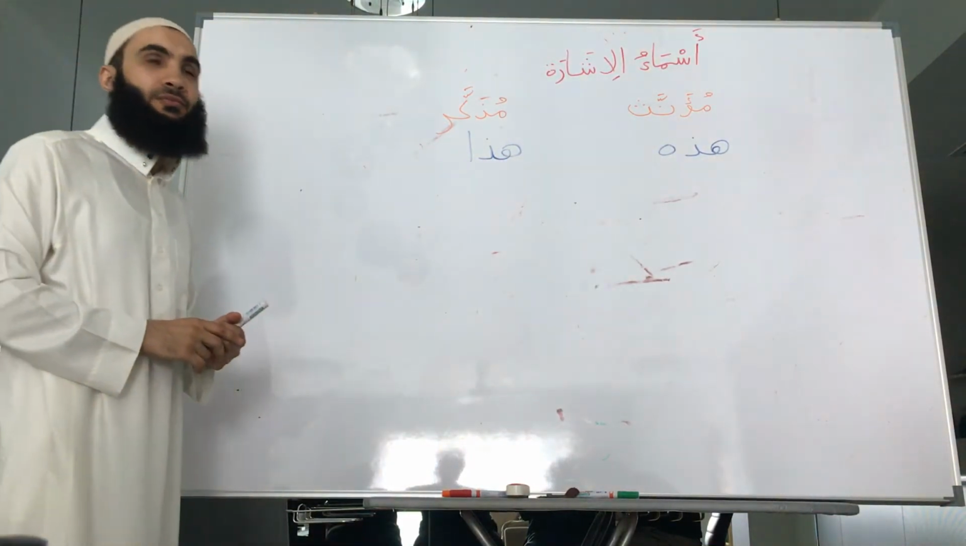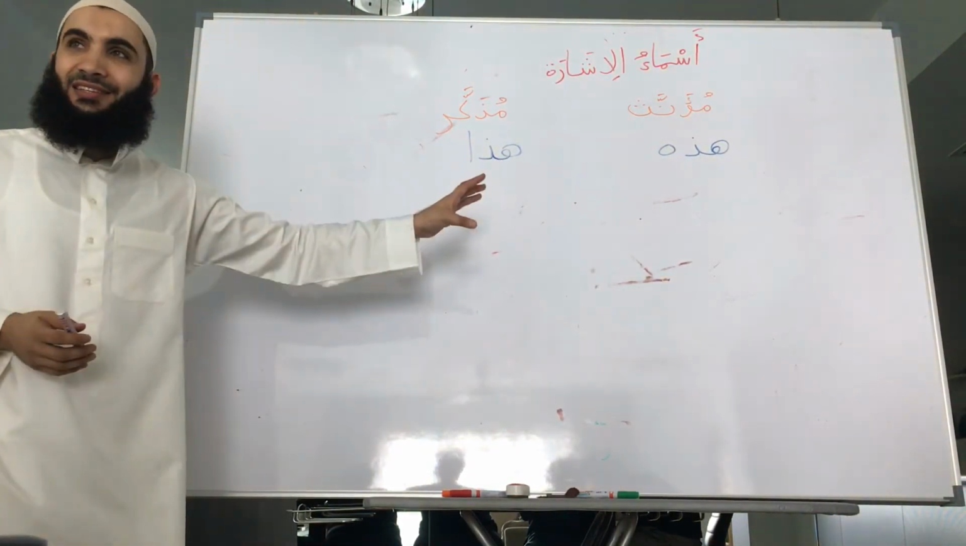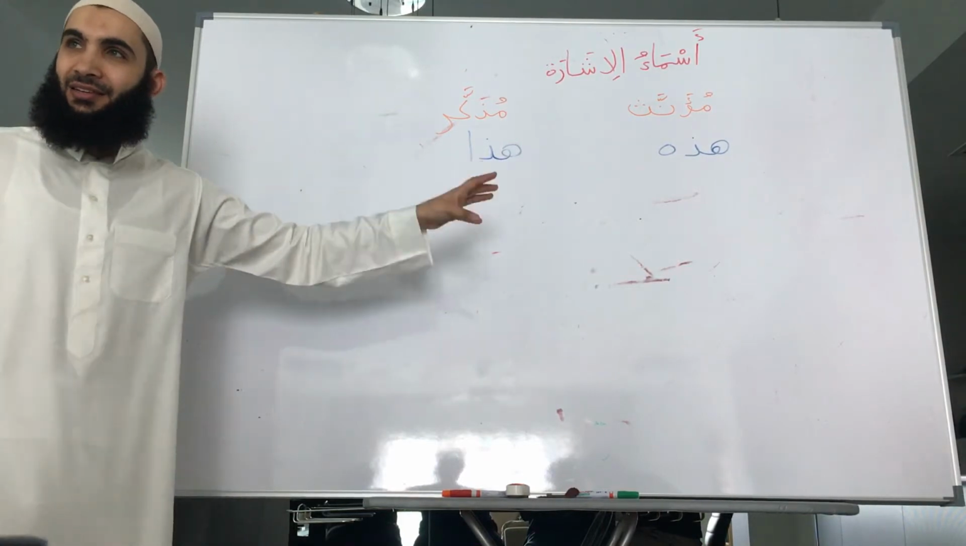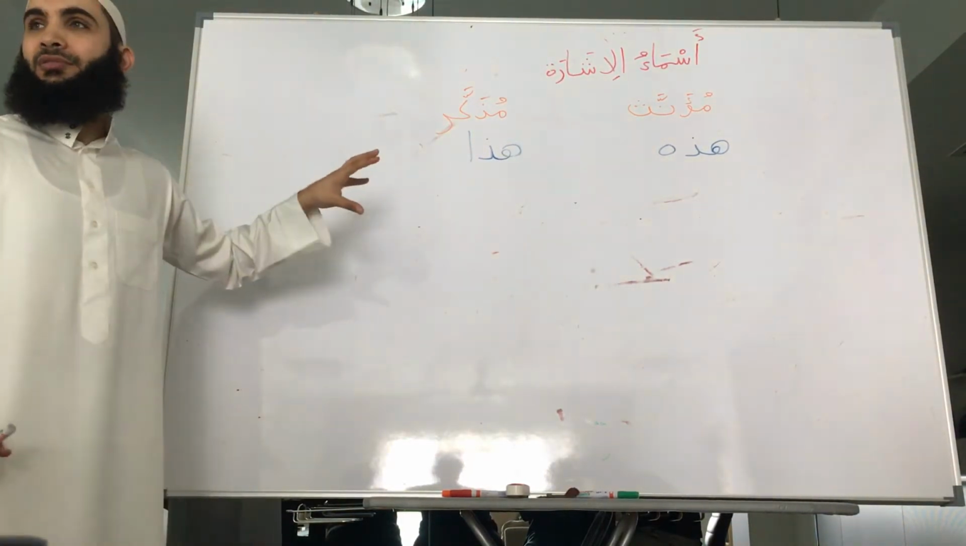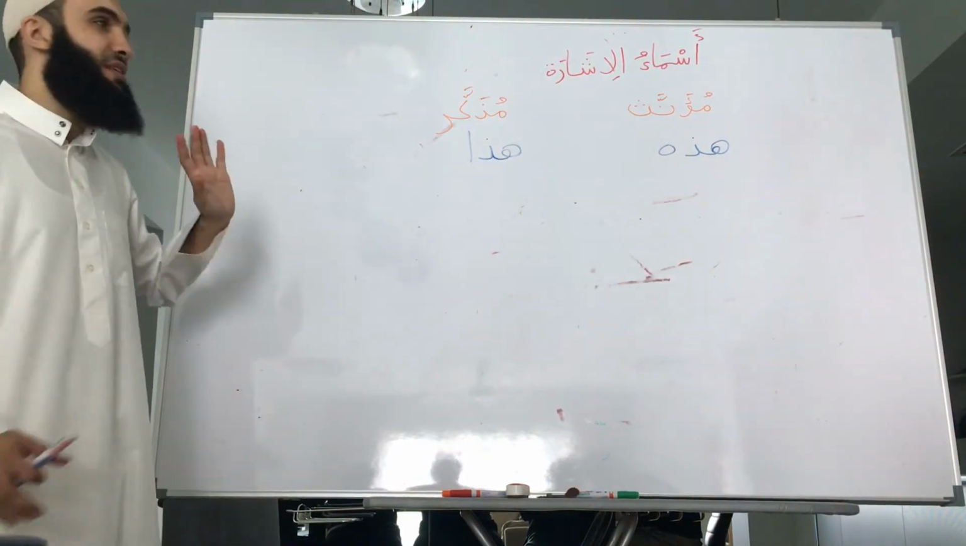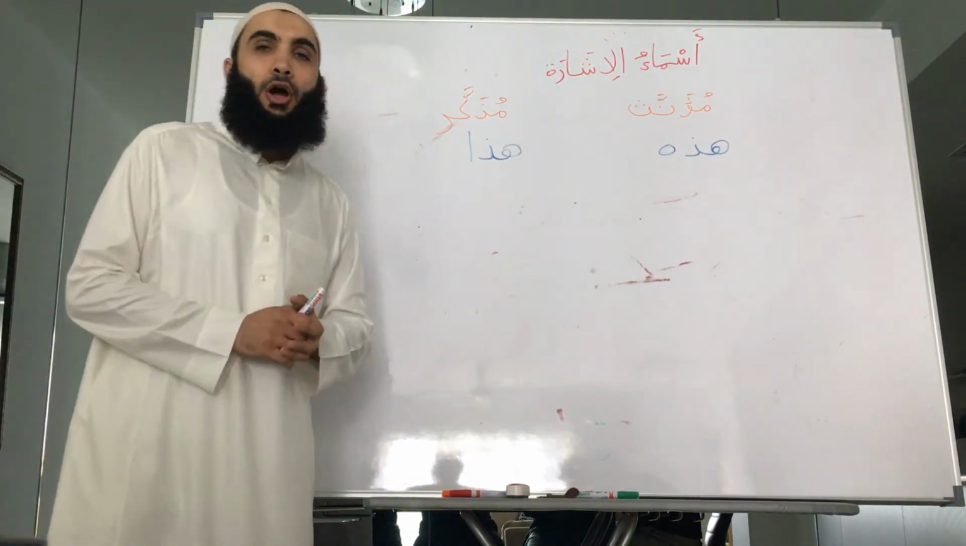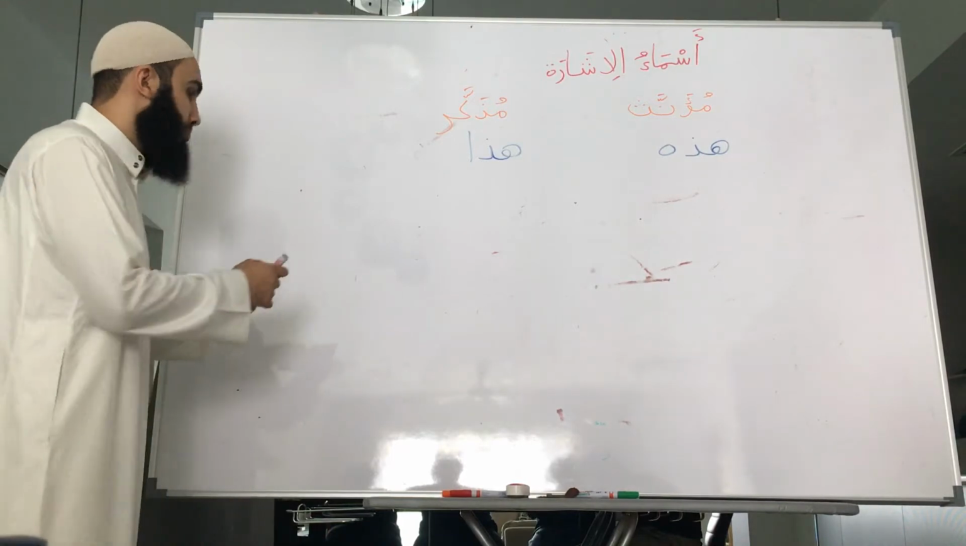So for the male it's هذا, and for the female it's هذه. Say after me: هذه, for the female. هذا for the male. Say هذا. That's it. Okay. Example.